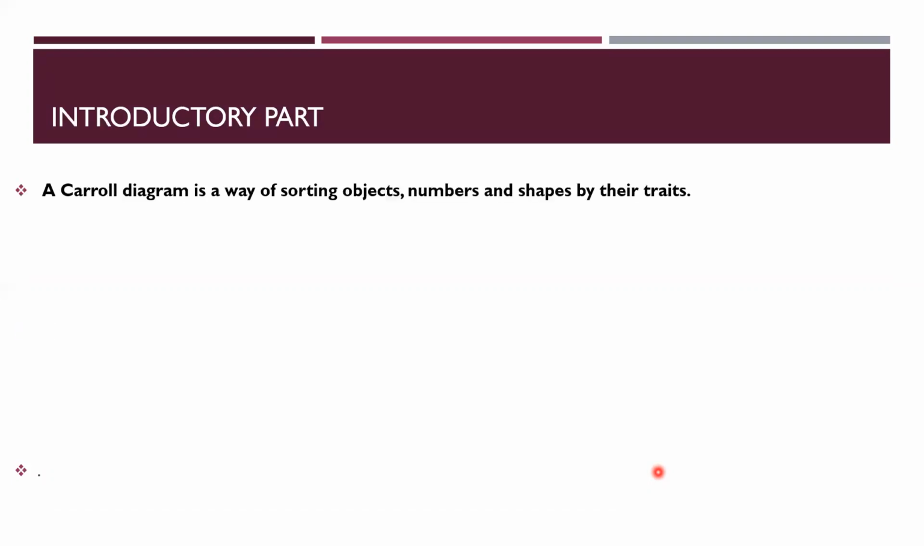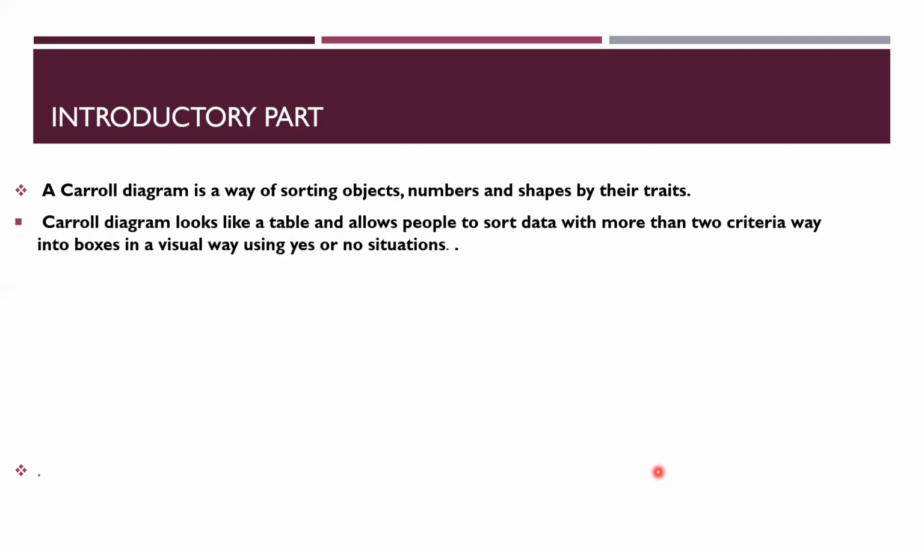A Carroll diagram is a way of sorting objects, numbers, and shapes by their traits. So Carroll diagram means it is a way of sorting things like objects or numbers or shapes, whatever it is, by their traits. Carroll diagram looks like a table and allows people to sort data with more than two criteria way into boxes in a visual way using yes or no situation. So in the second statement, you will be getting a clear idea about Carroll diagram.